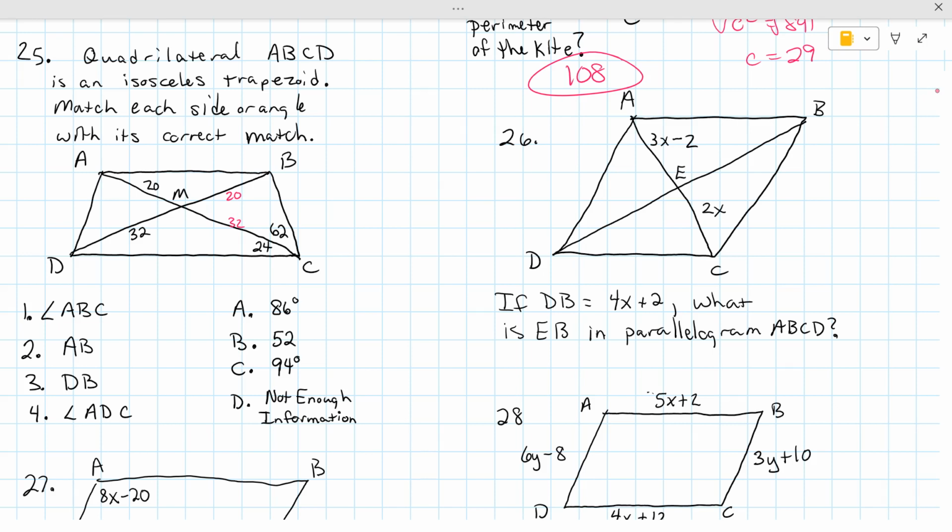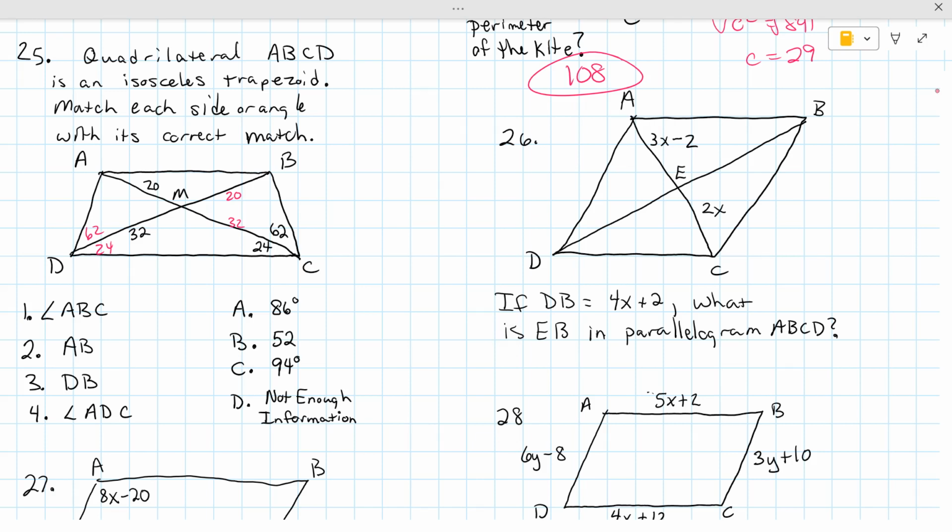Now these two angles down here are 62 and 24. So these two angles over here are 24 and 62. Okay. So we want to know what angle ABC is. Well, I'll come to that one later because I don't know that yet. The length of AB, I don't know how long that is, so I'll get to that later.